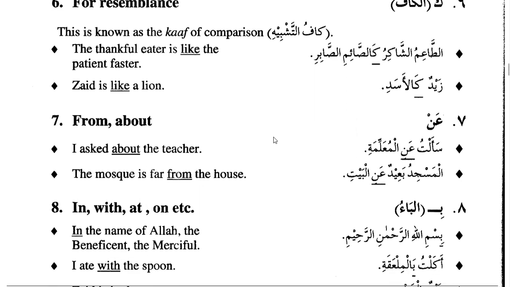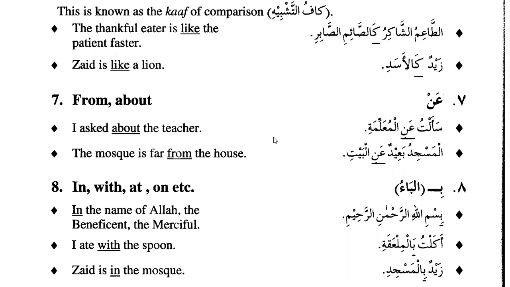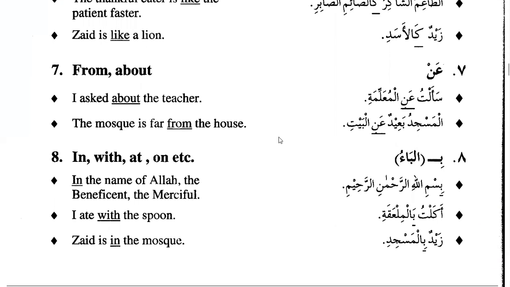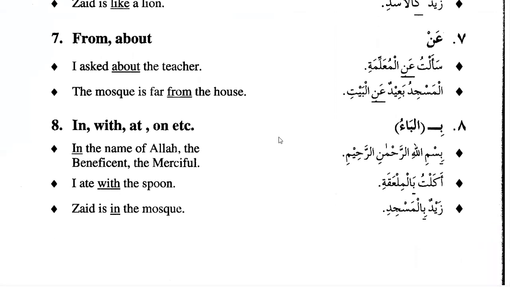And from, about: I asked about the teacher. Sa'altu an al-mu'allimati. The mosque is far from the house. Al-masjidu ba'idun an al-bayt. Ba, in, with, at, on, etc. In the name of Allah, the Beneficent, the Merciful. Bismillahir Rahmanir Rahim. Akaltu bil mil'aqati. I ate with the spoon.